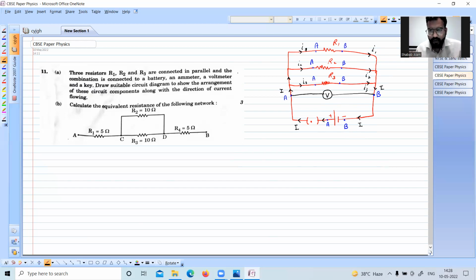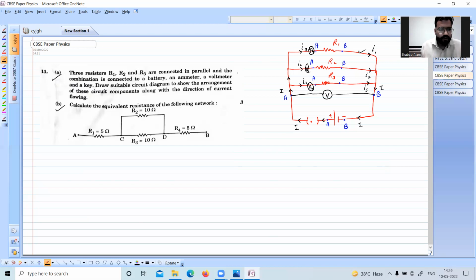Okay, so if I talk about the ammeter, the ammeter will be connected in series with the individual resistor to measure how much current is being drawn from the battery to be consumed by the particular resistor. So this is A1 ammeter, this is A2 ammeter, this will be A3 ammeter. You can connect this side or this side of the R1 resistor length. Okay, so we are done with this part.